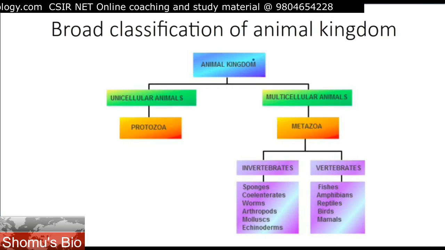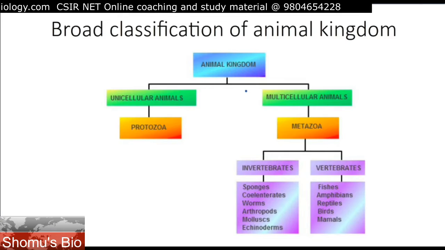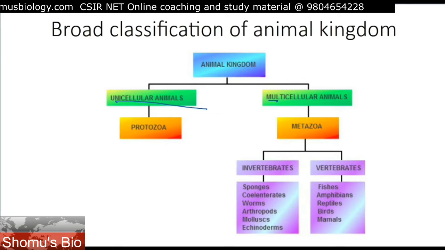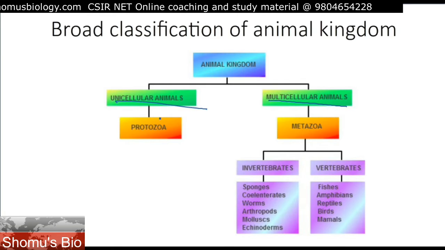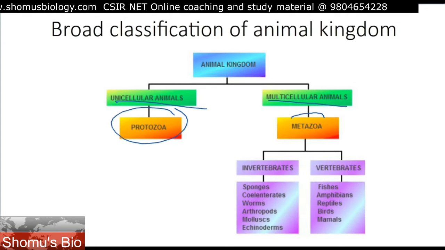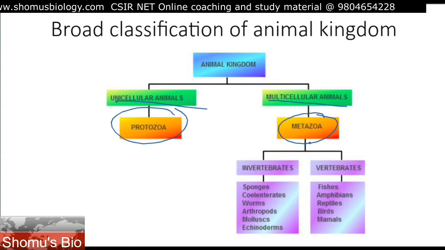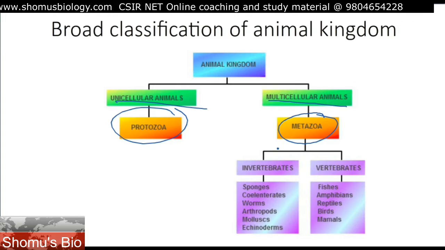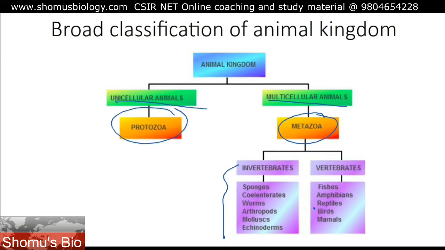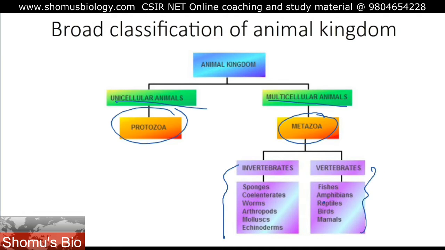Now, broad classification of the animal kingdom. How exactly will we do the classification on the broad scale? The animal kingdom can be divided into unicellular animals and multicellular animals. Unicellular animals, for example protozoa, are known as protozoa. Multicellular animals are known as metazoa. Now the metazoa can be further divided into invertebrates and vertebrates, where invertebrates we need to read till phylum level, and vertebrates till class level.